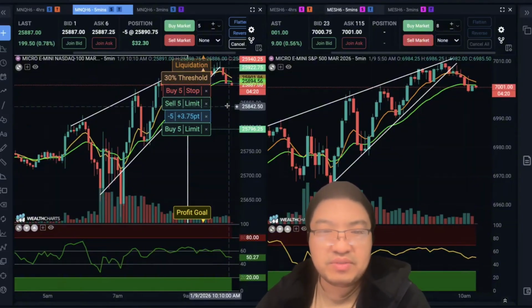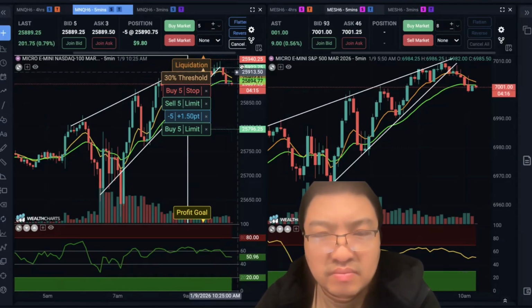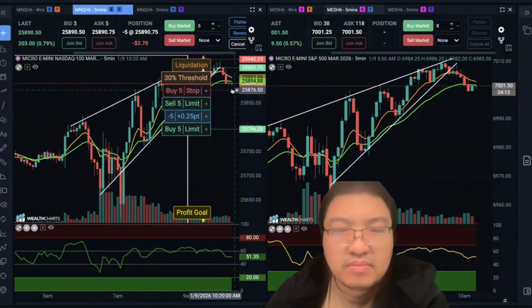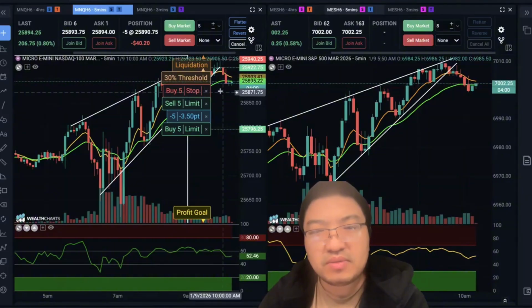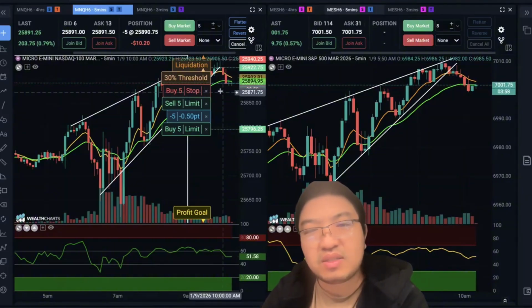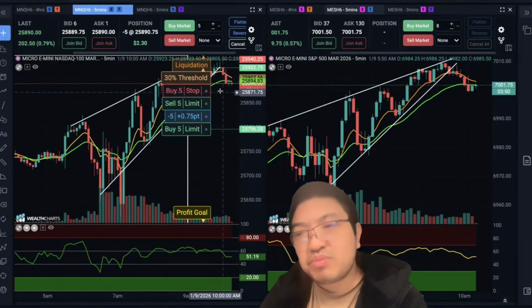But for NQ, it's still undeterministic. It looks like I want to bounce back. Cannot add position this time. I'm not sure what's going on. Yes, want to bounce back.